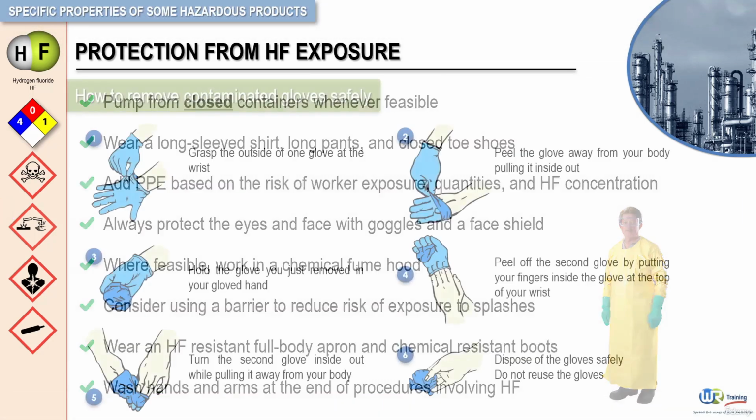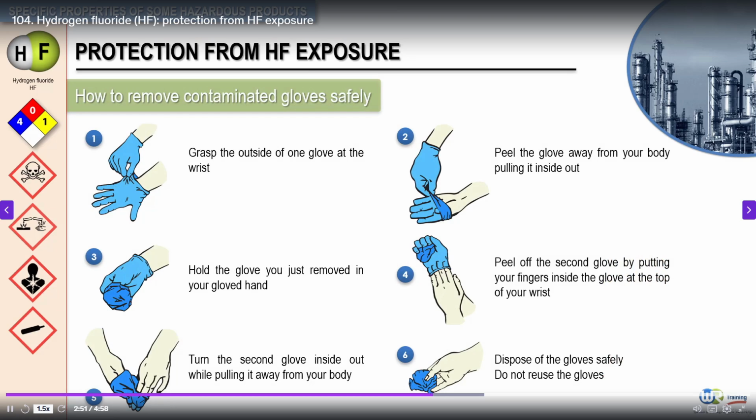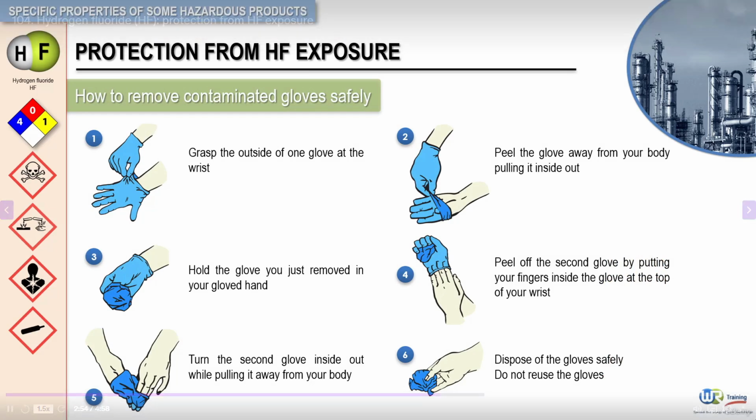The figures that will follow show the correct way to remove used gloves to avoid contamination. As seen here, first grasp the outside of one glove, then hold the glove with your gloved hand. Next, insert your fingers on the inside of the glove, and lastly, turn the glove inside out over the first glove. Of course, this procedure is valid for all kinds of hazardous substances, not only HF.